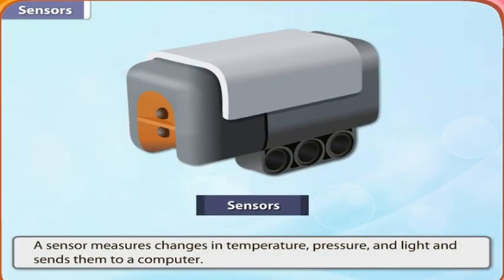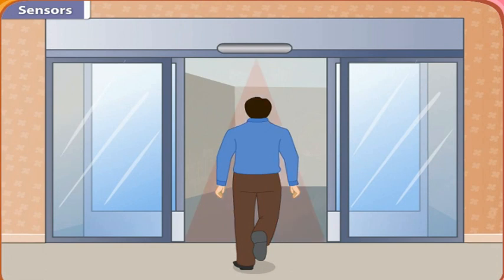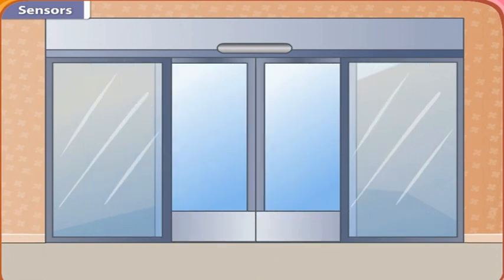A sensor measures changes in temperature, pressure, and light and sends them to a computer. The computer then analyzes the readings. If the reading exceeds the normal range, then the computer sends a signal to operate an alarming device.